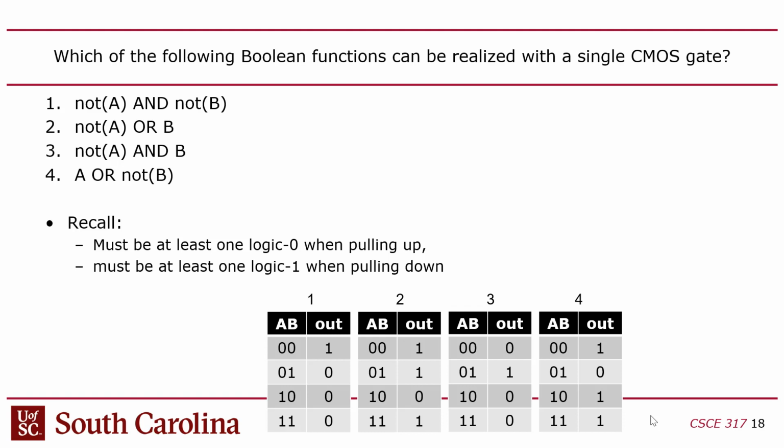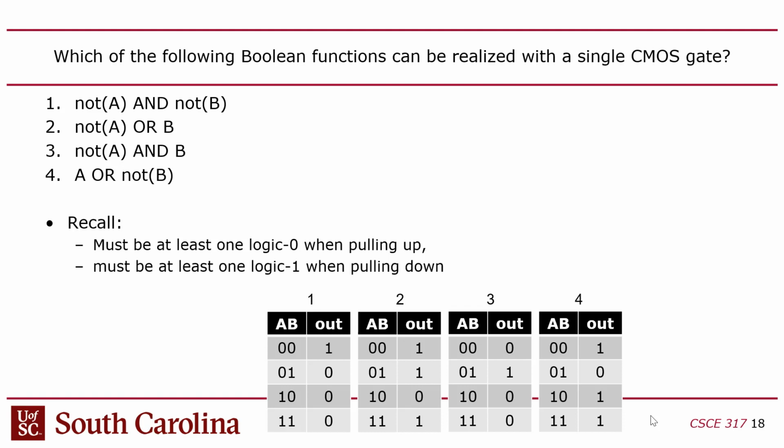Function 3, that one doesn't work. 0, 0 input, 0 output, can't be done. You have to have at least one 1 input to turn on an NMOS to pull down to 0, so that doesn't work. And then function 4, that's good, that's good, that's good. 1, 1, no, that's not good. 1, 1 input, 1 output doesn't work because I can't turn on a PMOS because I need a 0 for that. So the only one that works here is function 1.